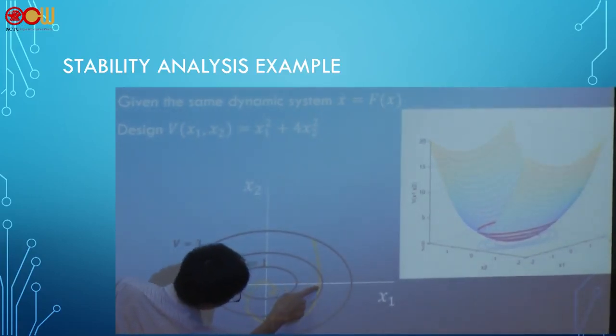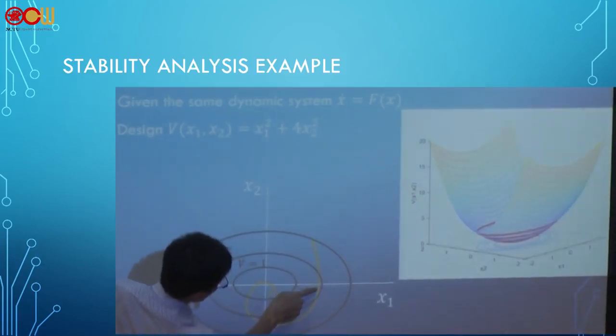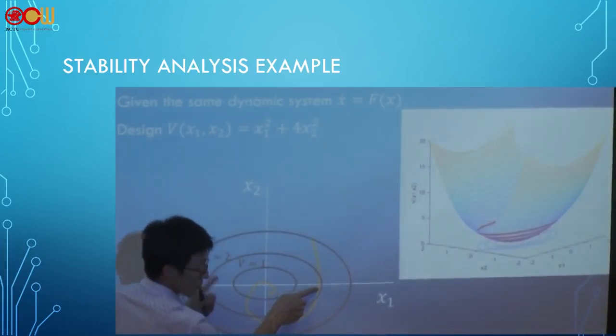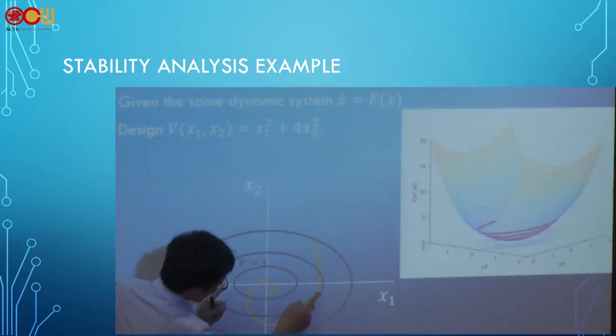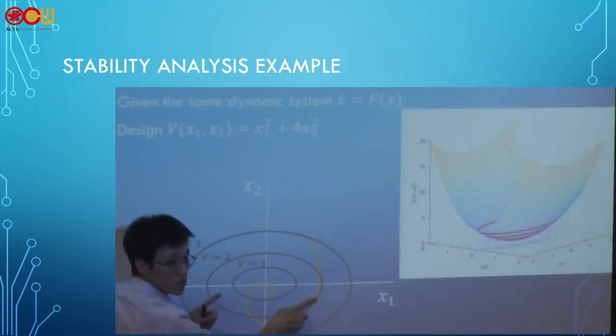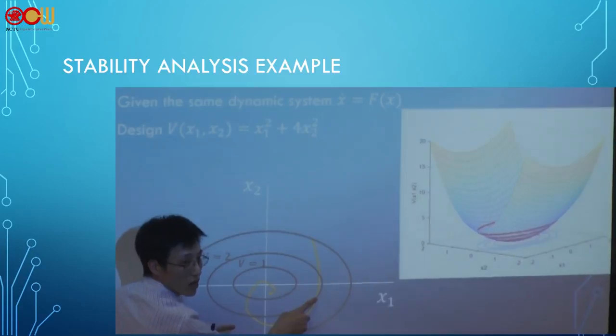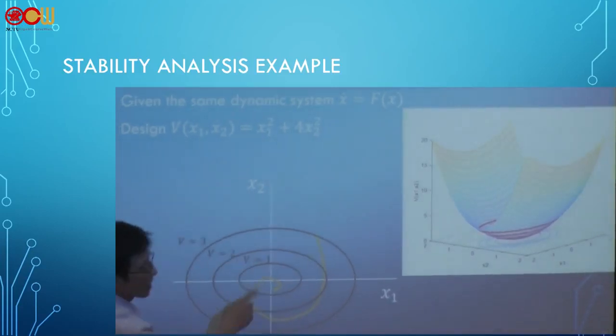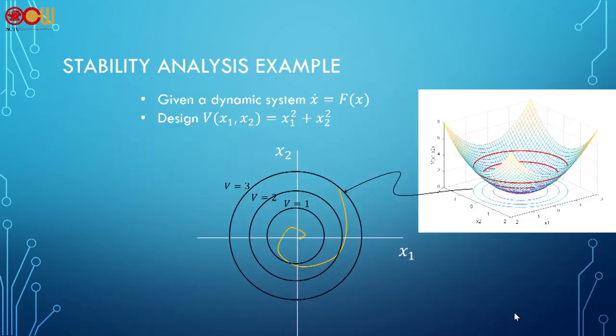And you go inside, and I know at this point, V is smaller than 2. But when it reaches here, V is equal to 2, so V increases, right? So this is not a good Lyapunov function. And the previous one is better than this one, because V dot is always negative, so V is always decreasing.